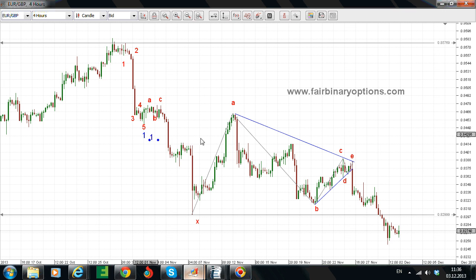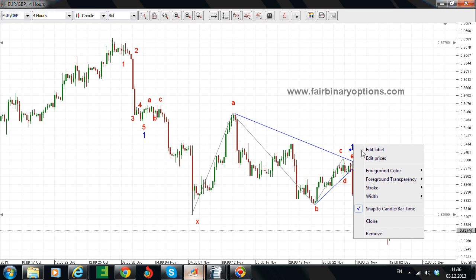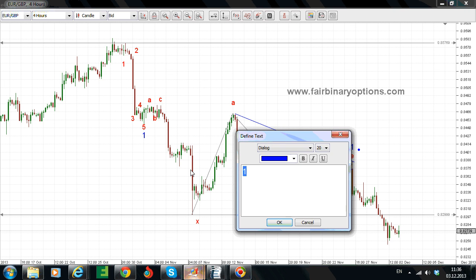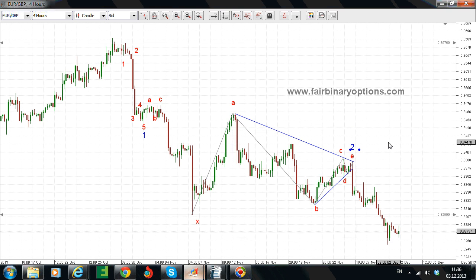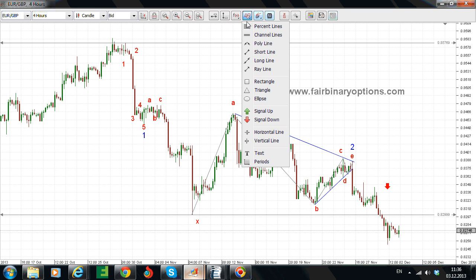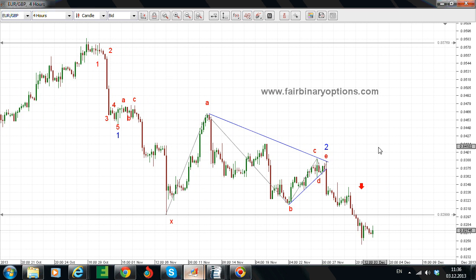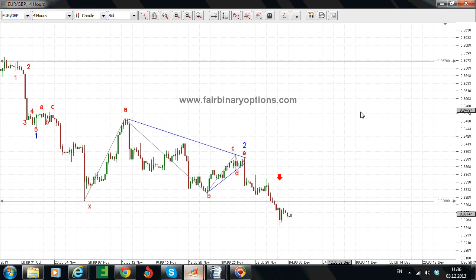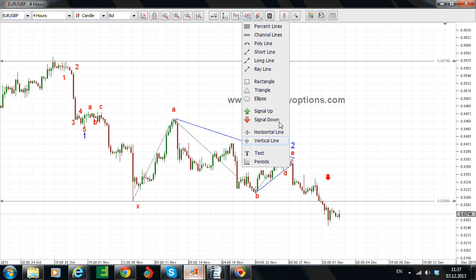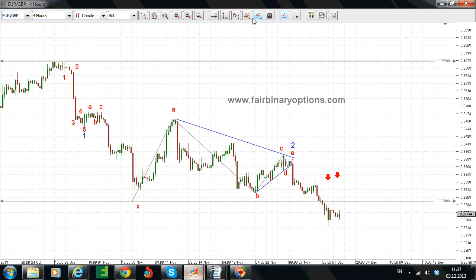So 1, 2, and now we are looking for a third wave to come to the downside, and this third wave to the downside is almost always an extended third wave. So that being the case, what we are trying to do here is to trade binary options. So we are buying put options based on this analysis, based on this outcome. So buying put options with end of week expiration date for the cross Euro, Great Britain pound.